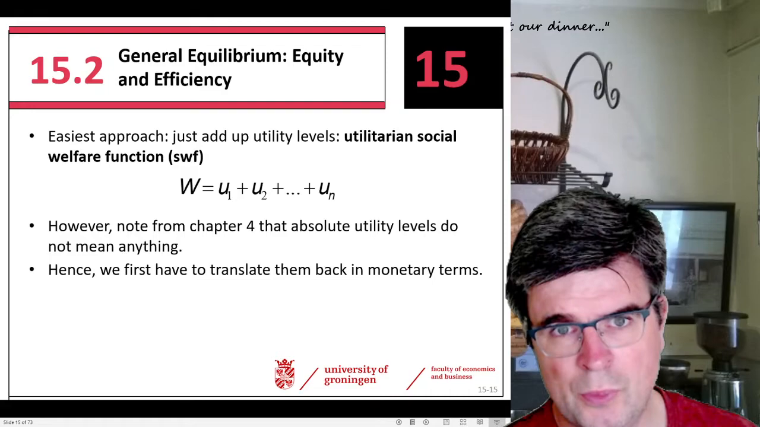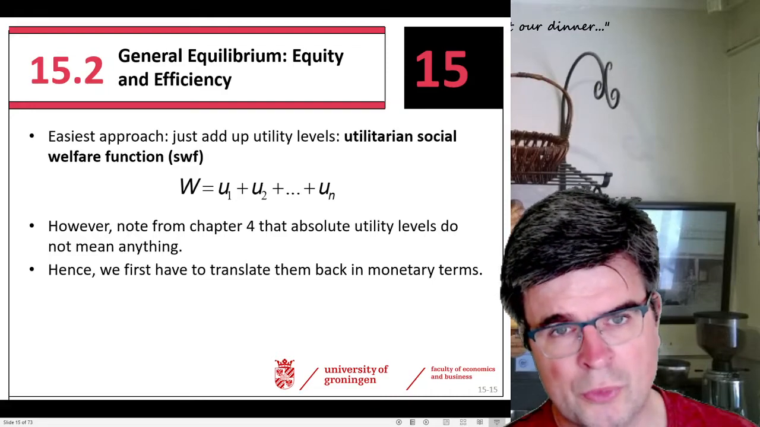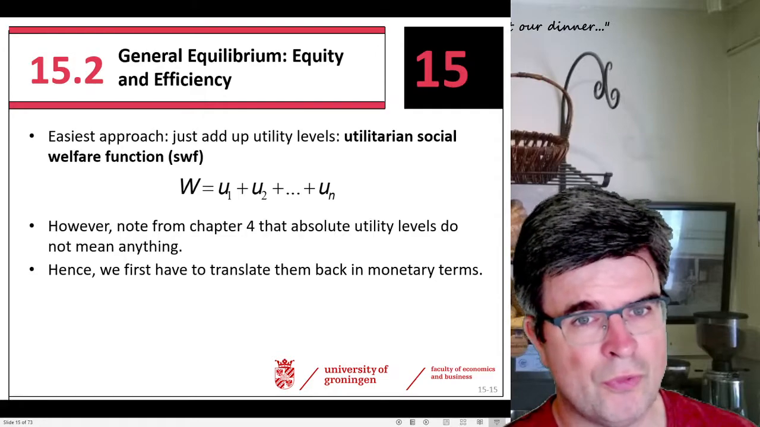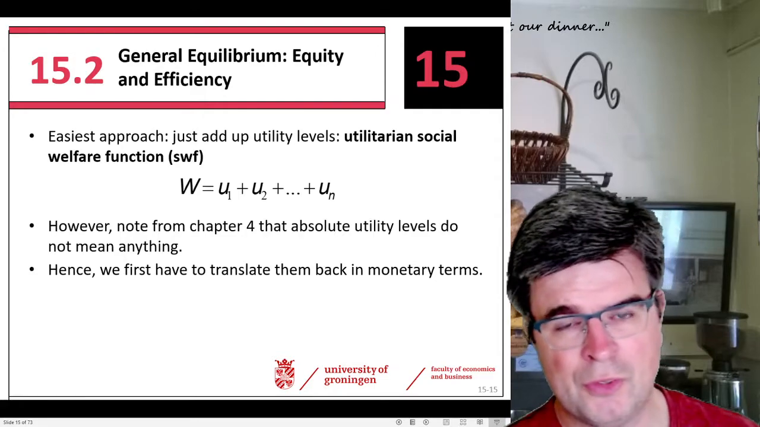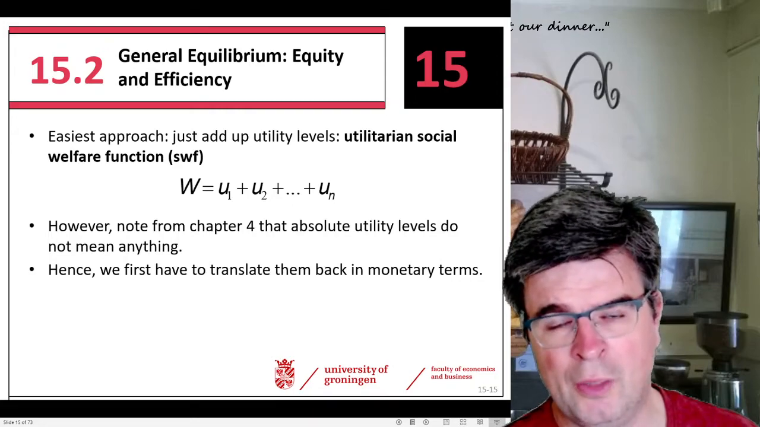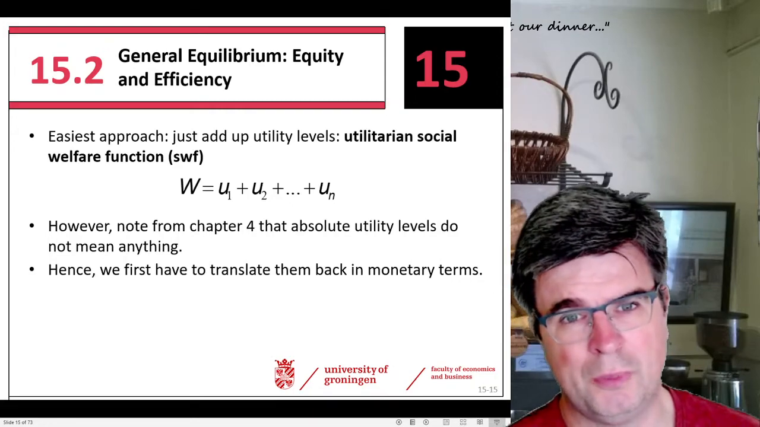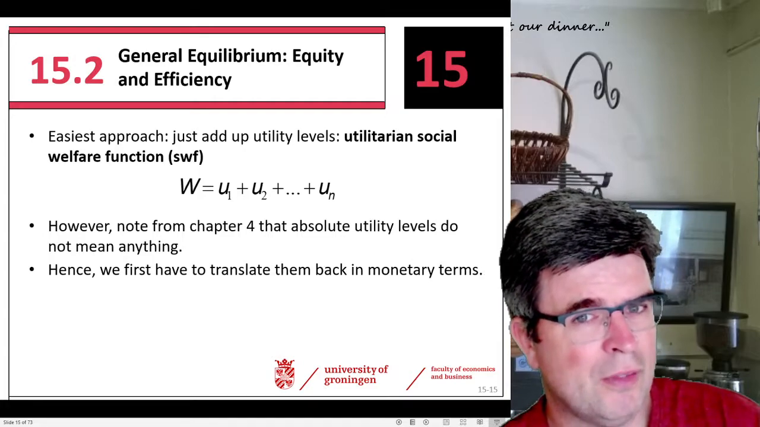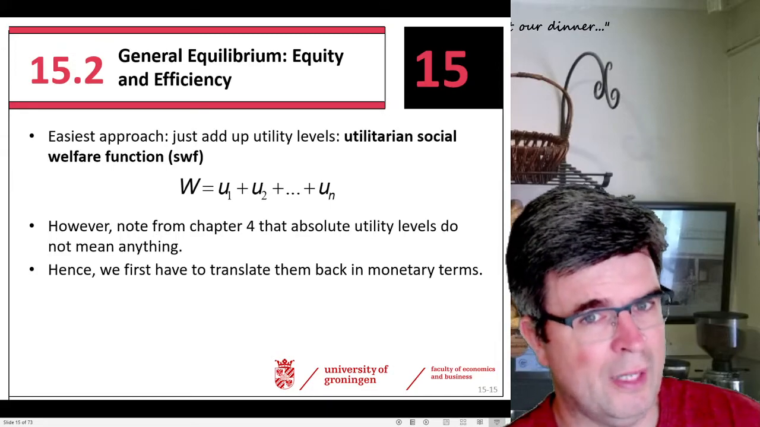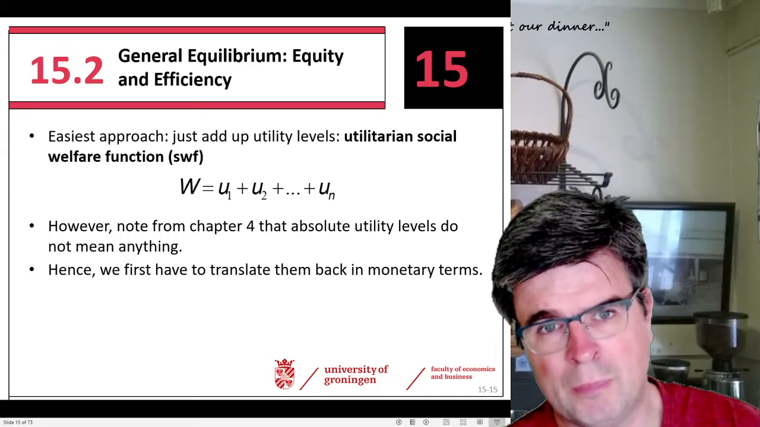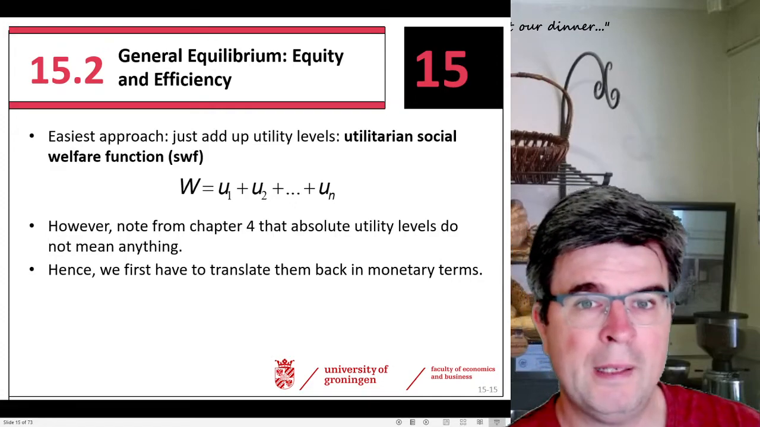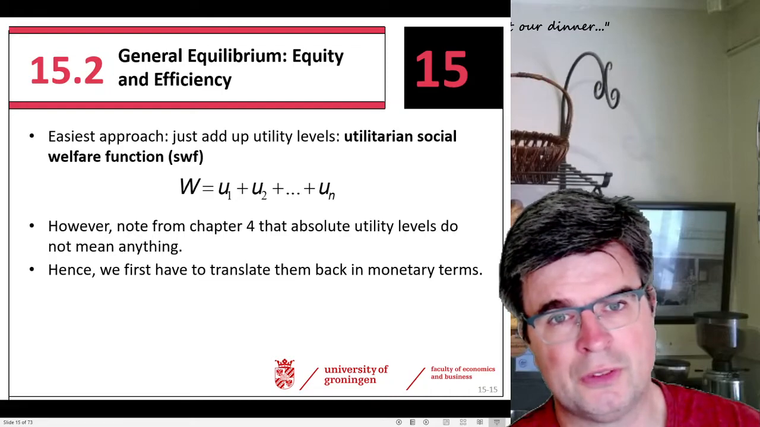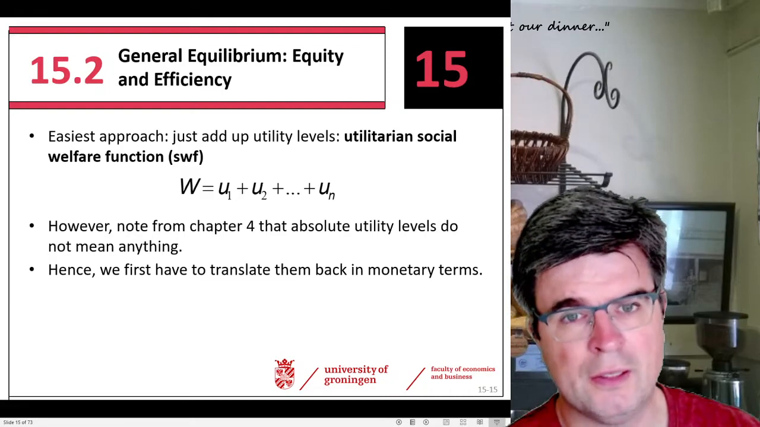And what we need to do is to translate all these utility levels back into monetary terms. So if you prefer A to B, how much money are you willing to give up in order to have A instead of B? Once we know that one individual is willing to give up $2 and another person is willing to give up $3, then we know that together these individuals are willing to give up $5. So bringing utility levels back to monetary terms allows us to aggregate them in a way that is meaningful.